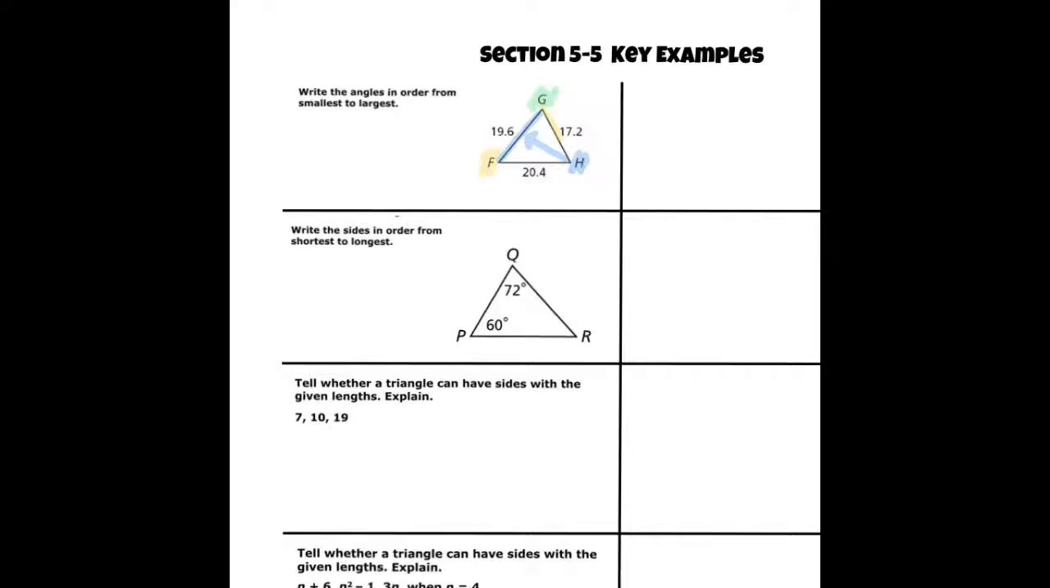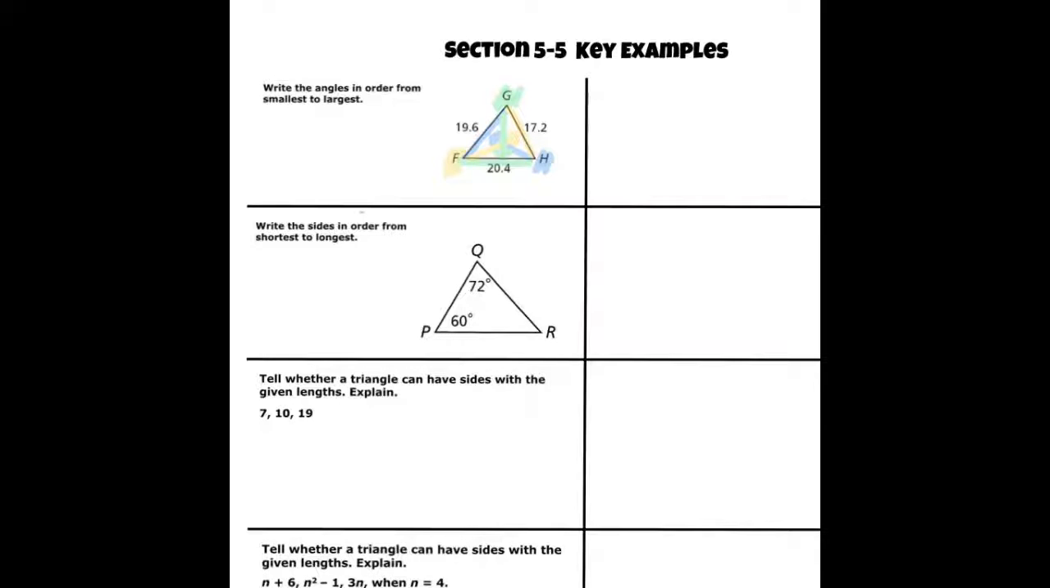Angle F is connected to this side right here, and angle G is connected to this side right here. Now my little arrows have gotten lost. But what we know is if we can put those segment side lengths in order from least to greatest, then we can easily put the angles in order from least to greatest as well.